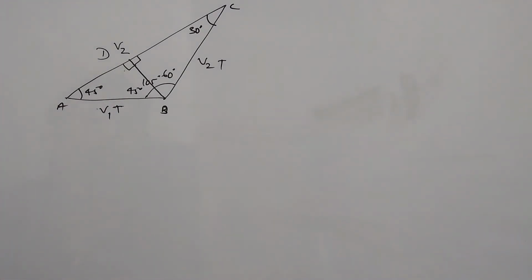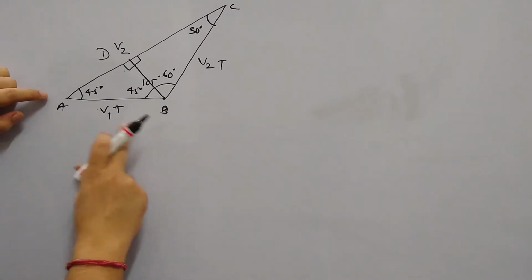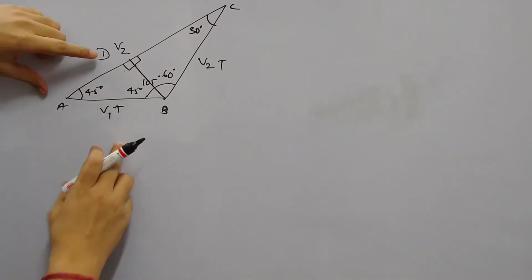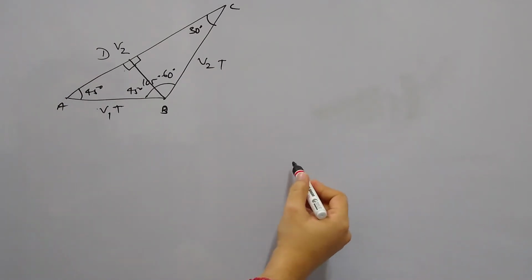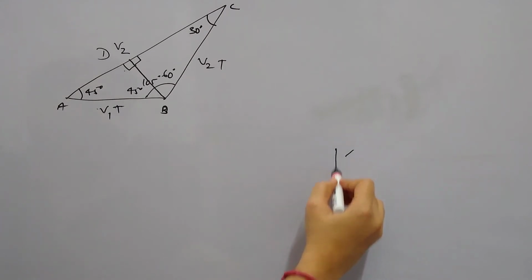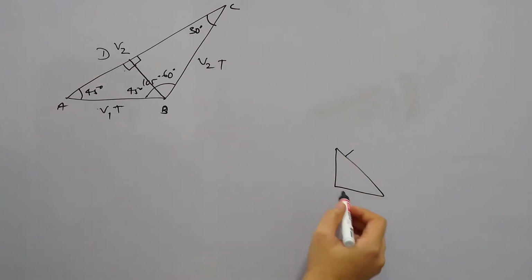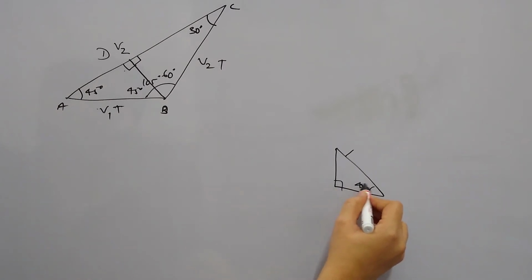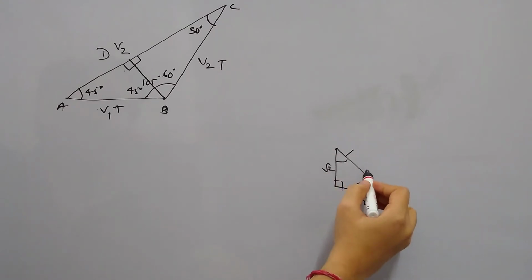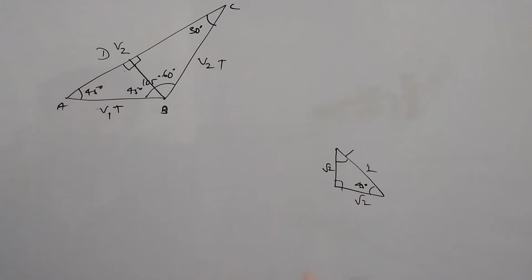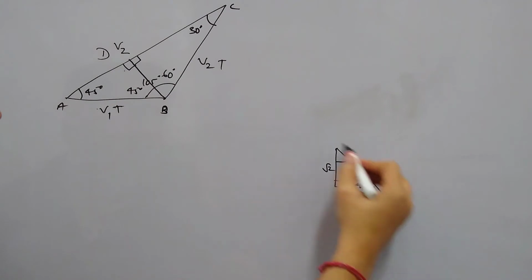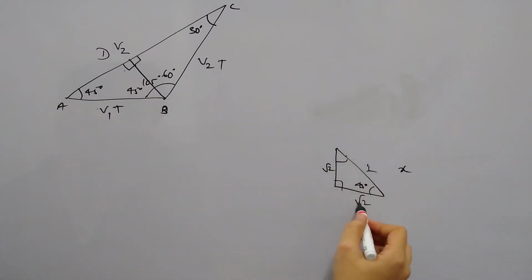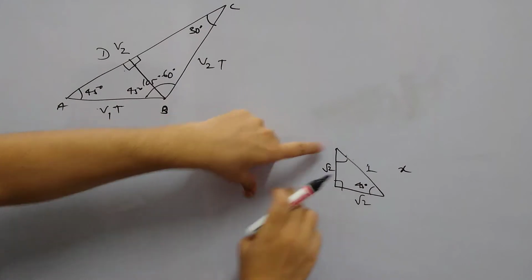So if AB is V1t, then AD would be, I think I have explained this in my earlier videos. If we have these triangles, we need to remember two things. If this is a 45 degree triangle, 45, 45, then you need to remember this is root 2, this is root 2, and this is 1. It will help you. So whatever value you get along this diagonal, for example, you get this value as x, then this will be root 2x and this will also be root 2x.